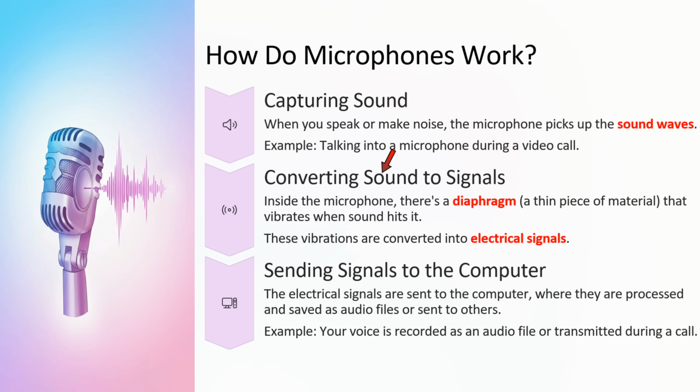Converting sound to signals. Inside the microphone, there is a diaphragm, a thin piece of material that vibrates when sounds hit it. These vibrations are converted into electrical signals, sending signals to the computer. These electrical signals are sent to the computer, where they are processed and saved as audio files or sent to others. For example, your voice is recorded as an audio file or transmitted during a call.